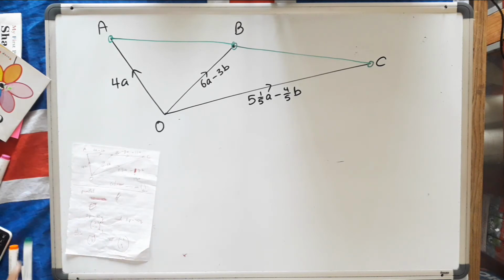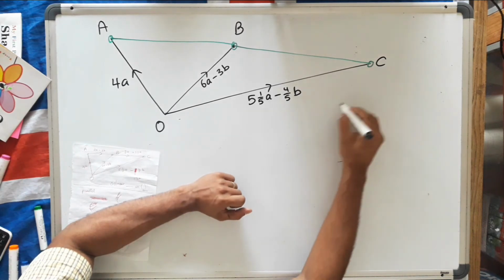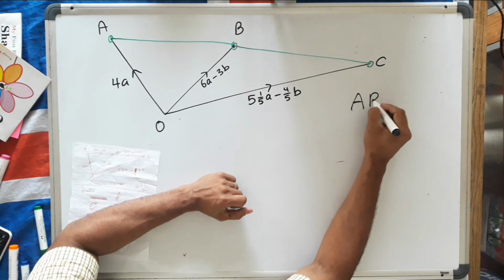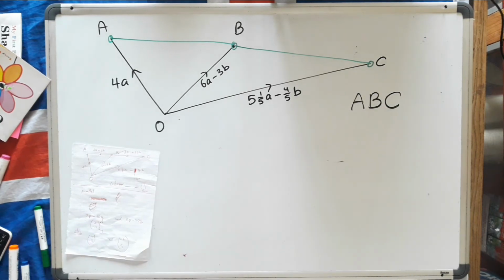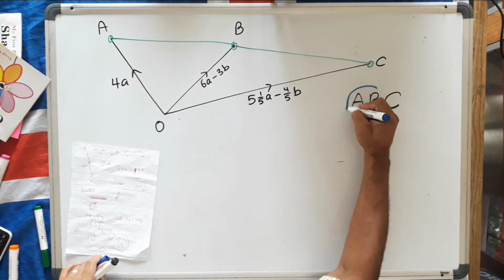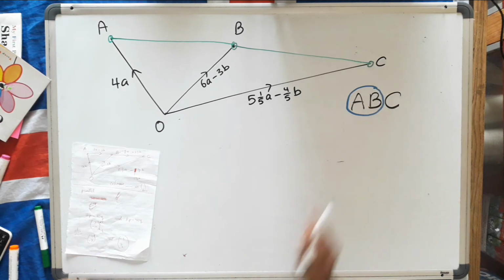Really simple. If the examiner asks you to prove A, B, and C are collinear, I want you to write down the 3 points, A, B, and C, just like how I have it on the board. And here's what you're going to do. I want you to circle the first two letters. So the first 2 letters happen to be what? A and B.